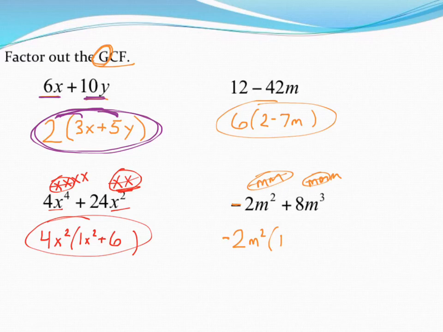Next up, I don't have a plus sign. I have a minus sign this time. Positive 8 divided by negative 2 gets you a negative 4. My signs have changed this time. And then I had 1m left over. So there is going to be my factored expression. Notice again that negative sign I took out, which changed all the signs within the parentheses.